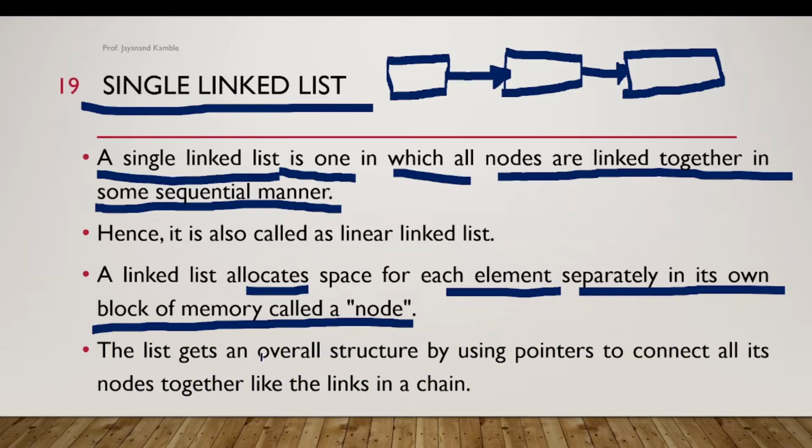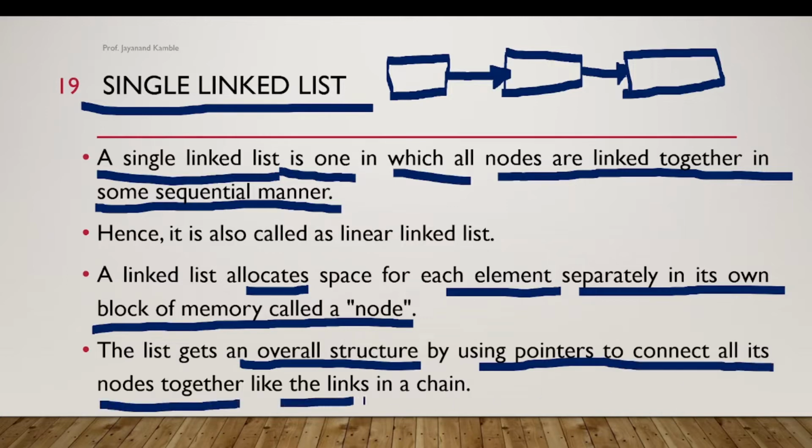The list gets an overall structure by using pointers to connect all its nodes together like links in a chain. As I have shown here in the diagram, these are the nodes, and node 1 has the address of node 2, node 2 will have the address of node 3, and the last node will be pointing to null because this is the last node of the linked list.